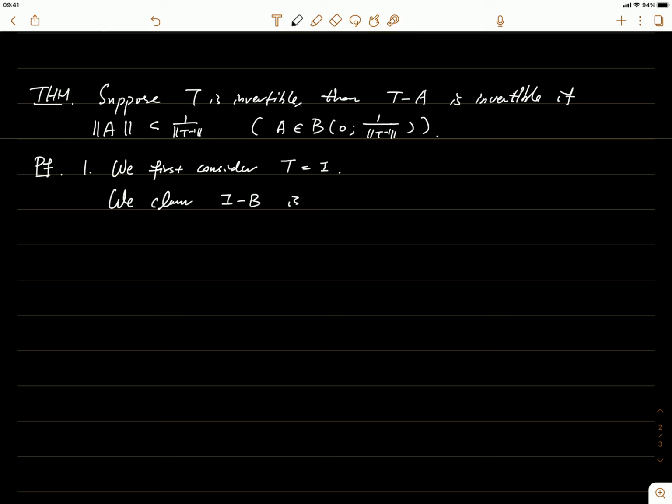So we claim I minus B is invertible, where the norm of B is less than 1, which is 1 over the norm of the identity. Okay, we want to claim that it is invertible. And not only that, we want to also compute what that inverse is. And actually, the inverse of I minus B is the so-called Neumann sum, or Neumann series of B, which is just the sum of this. Okay.